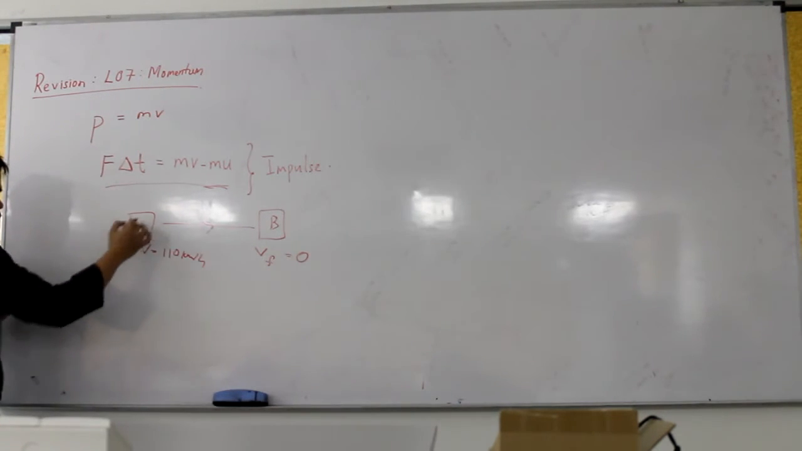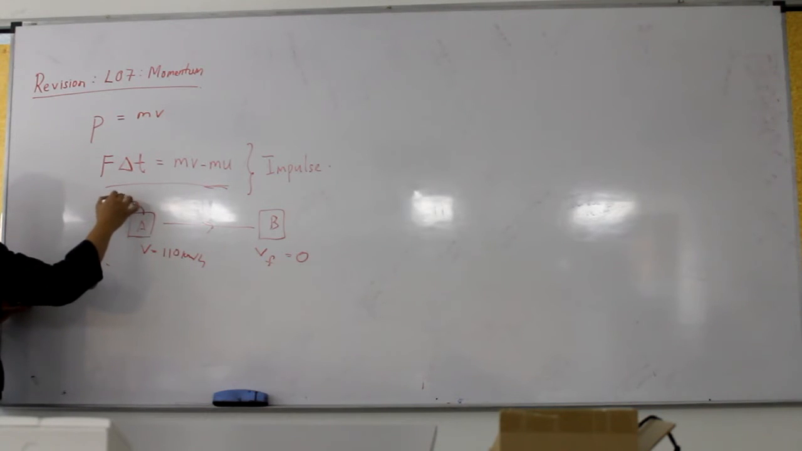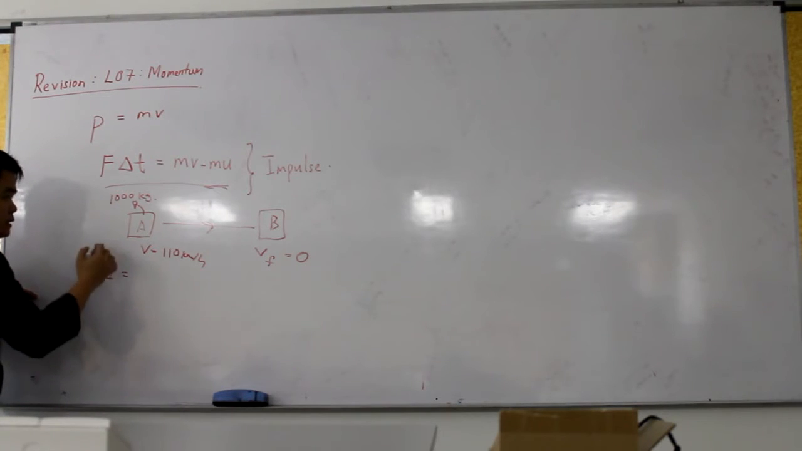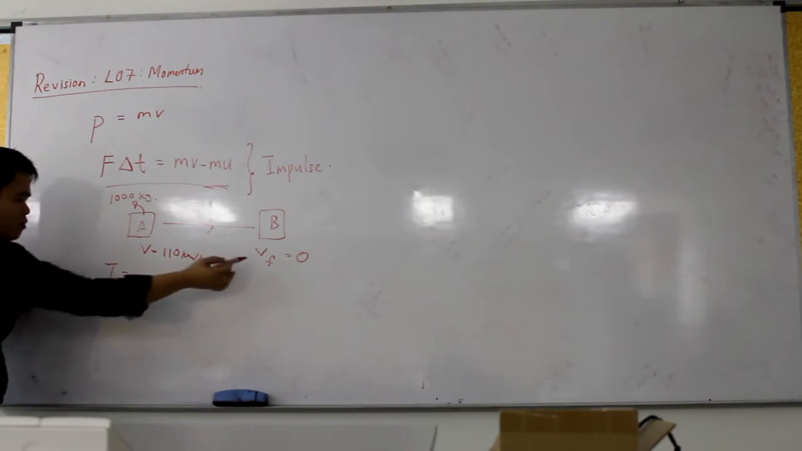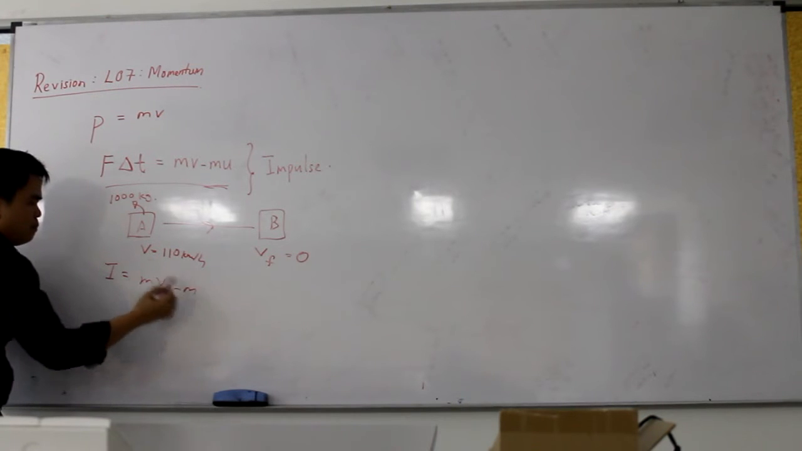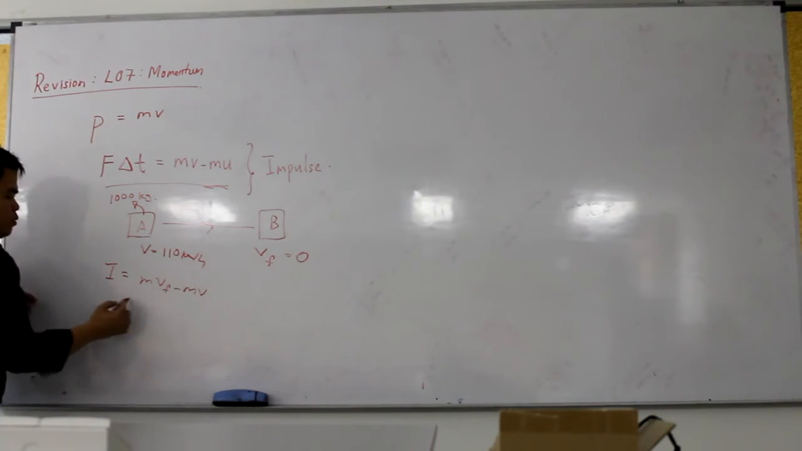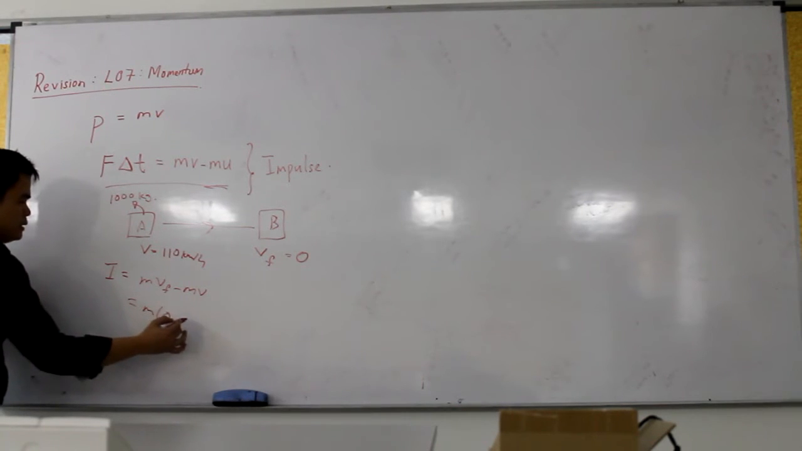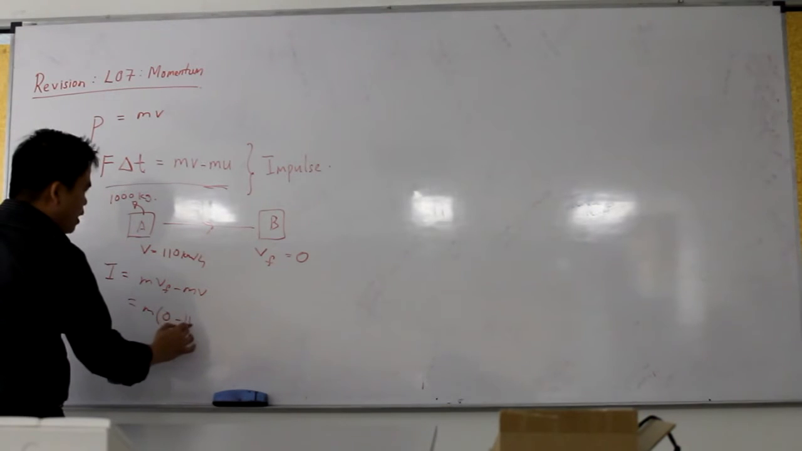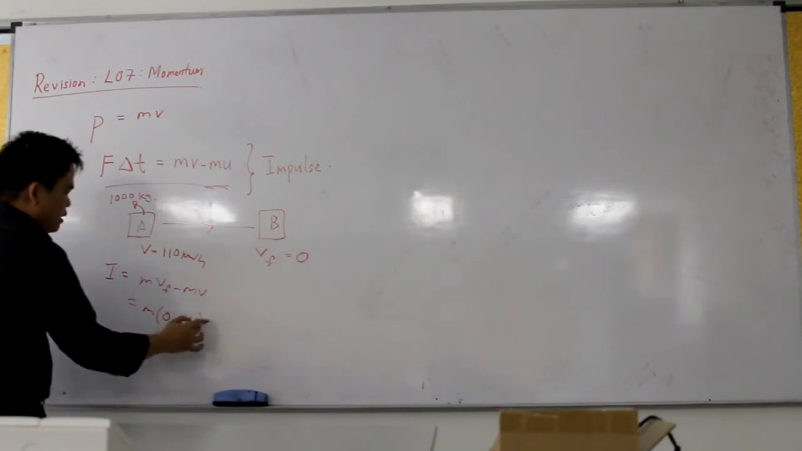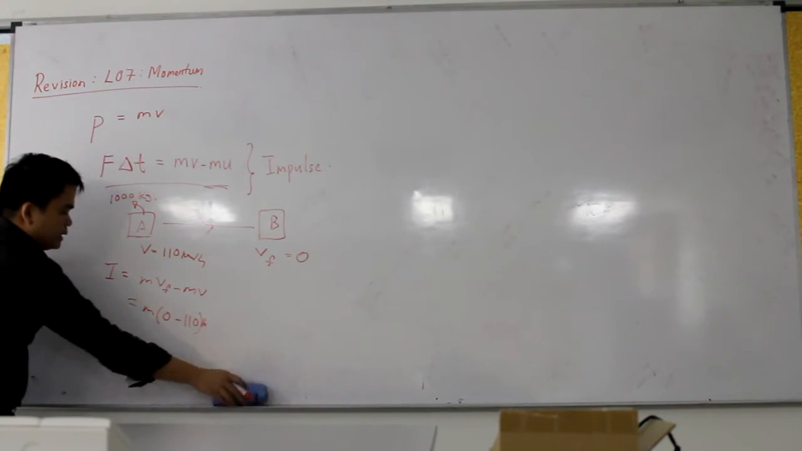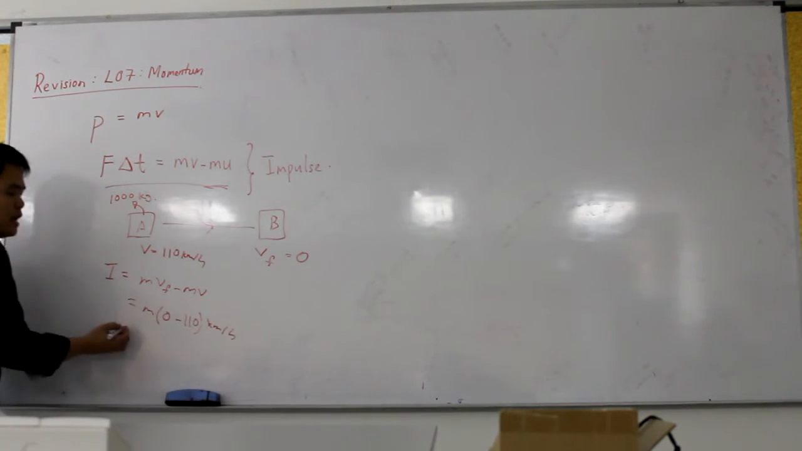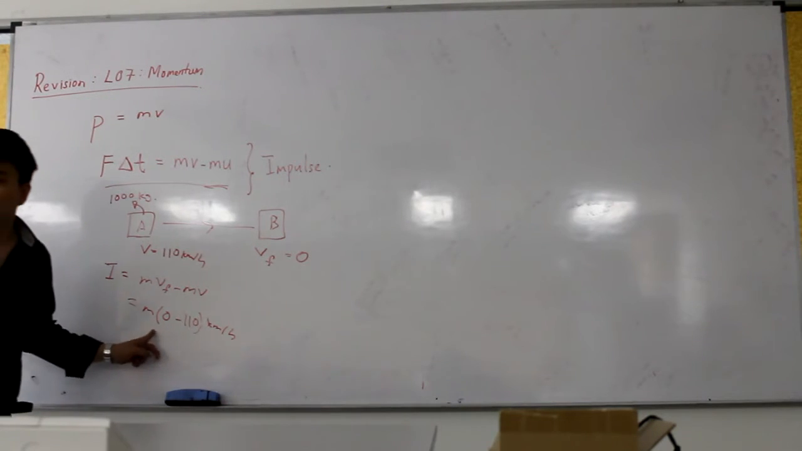Then let's say A here is 1000 kg. So impulse in this case is I equal to mVF minus mV, which is m0 minus 110 km per hour. Of course, the unit in this case is km per hour, and you need to convert it to the SI unit. As a result, you can see that it's a very huge impact.